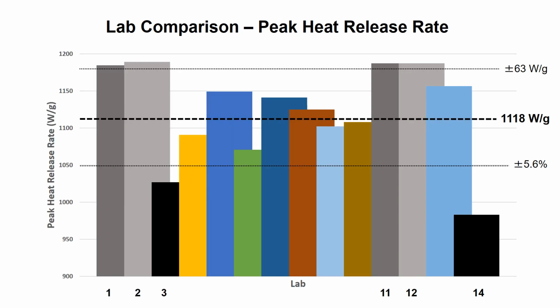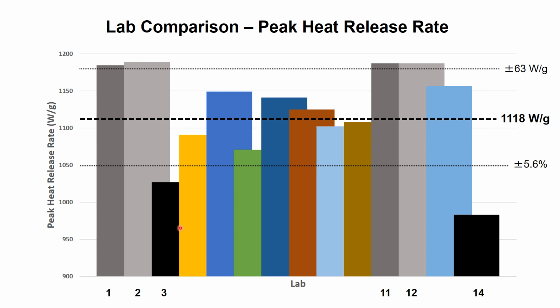Over the next couple slides, I'll show bar graphs where the bars show the individual lab values along with the dashed line, that is the average from all the labs, and dotted lines, which show the plus and minus 1 standard deviation. On the bottom, I have the outliers called out that are outside of 1 standard deviation, with the black bars being lower and the gray bars being higher.